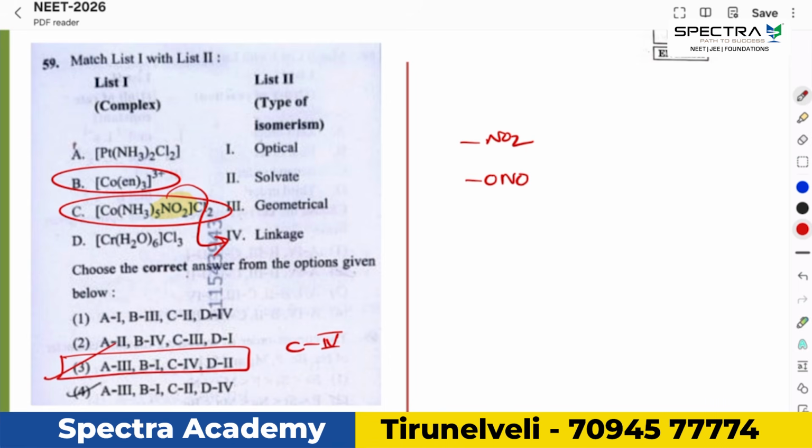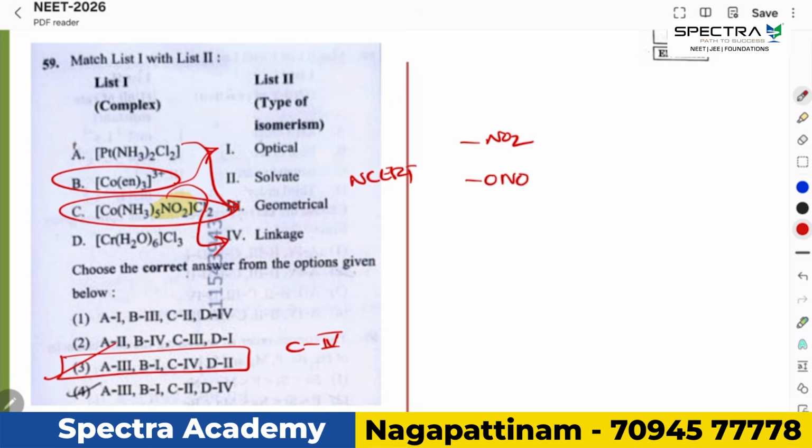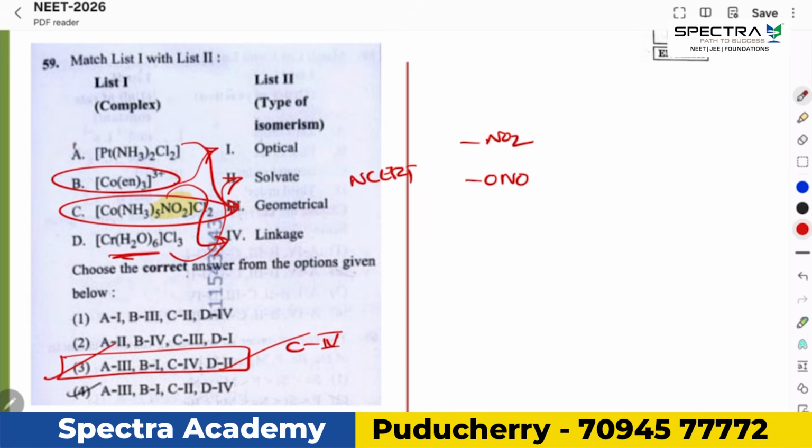So A3 geometrical isomerism possible. You know for square planar complex cis and trans possible. And then B1 optical isomerism possible from the NCERT. Direct question given. And it shows the solvent isomerism because water is a solvent. So 59 question option 3 is correct.